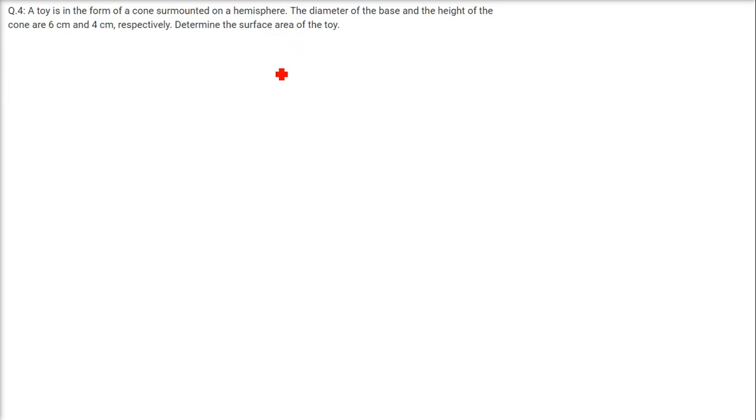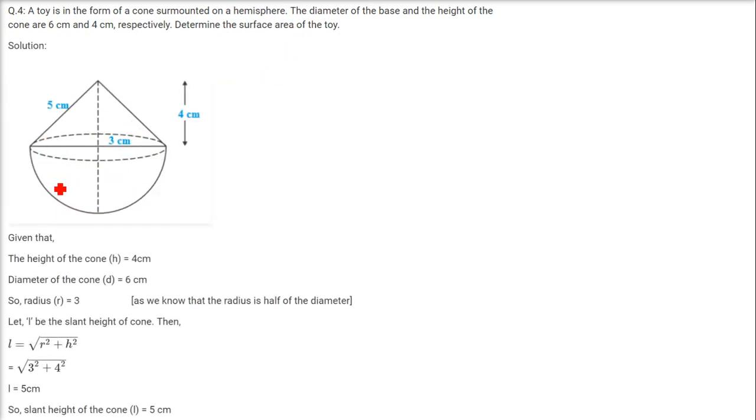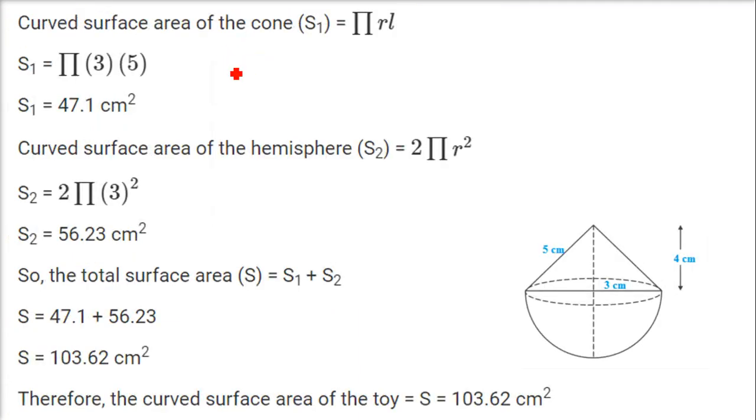A toy is in the form of a cone surmounted by a hemisphere. So this is a cone surmounted by a hemisphere. The diameter of the base and the height of the cone are 6 cm and 4 cm. Determine the surface area of the toy. So now we have this as 3 and this is 4. What will be the slant height? For this conical part, it will be the square root of 3 square plus 4 square, which is under root 25, and it is going to be 5. So 5 is the slant height of this cone.